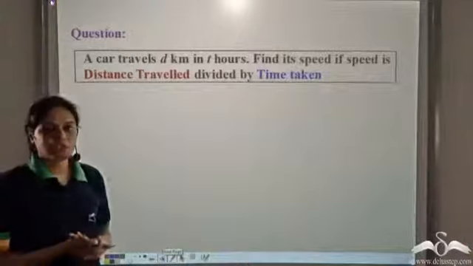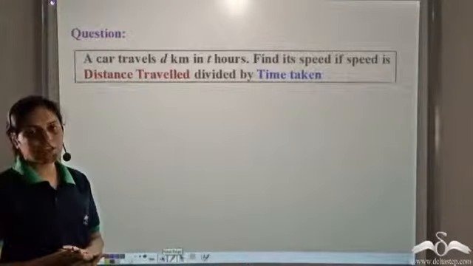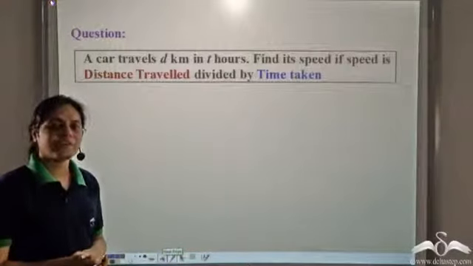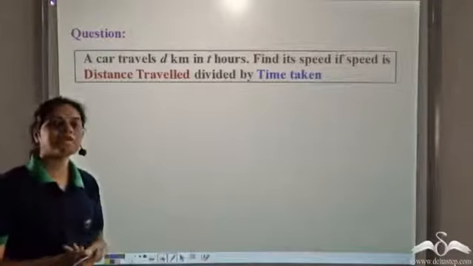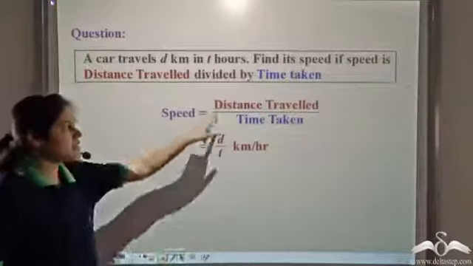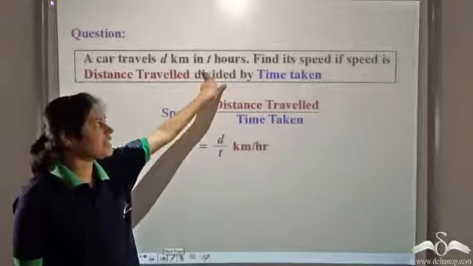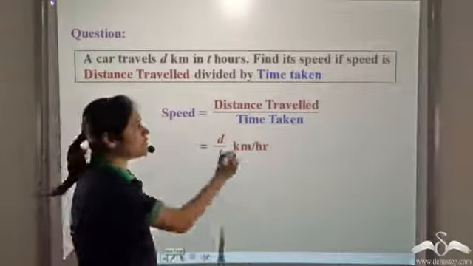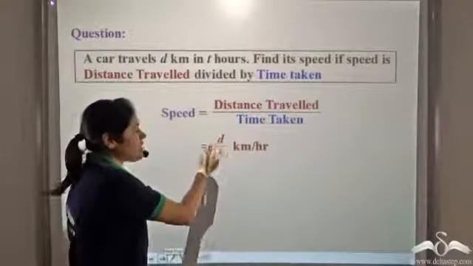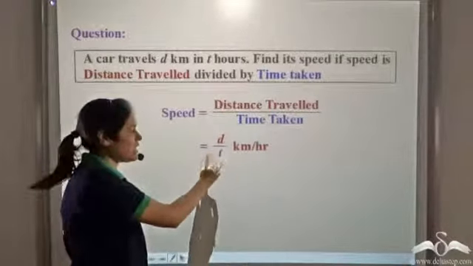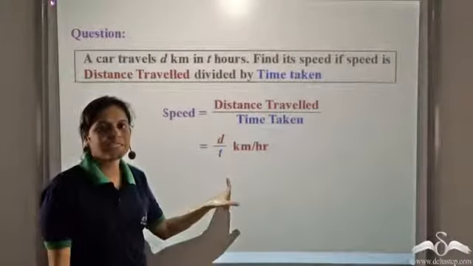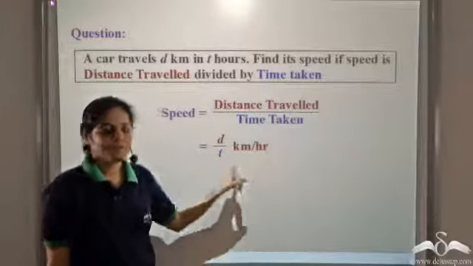Now I'll solve this question. A car travels d kilometers in t hours. What is its speed? Its speed is given by distance traveled divided by time taken. So it can be written as distance traveled by time taken. Distance traveled is d and time taken is t. So speed is d by t kilometer per hour.